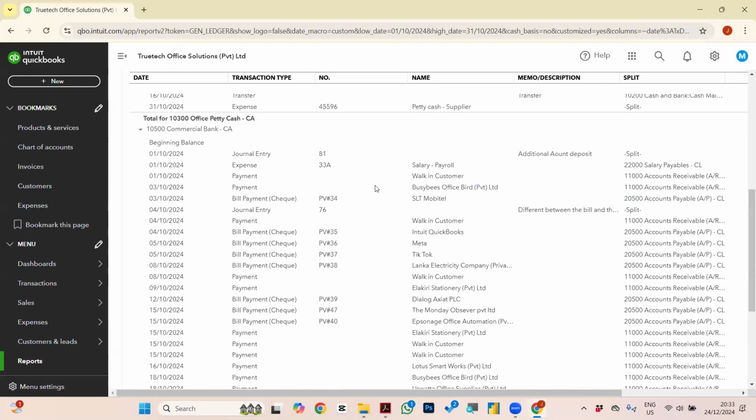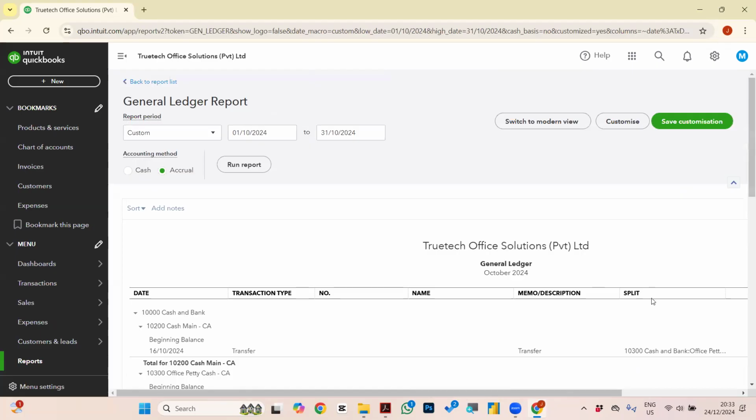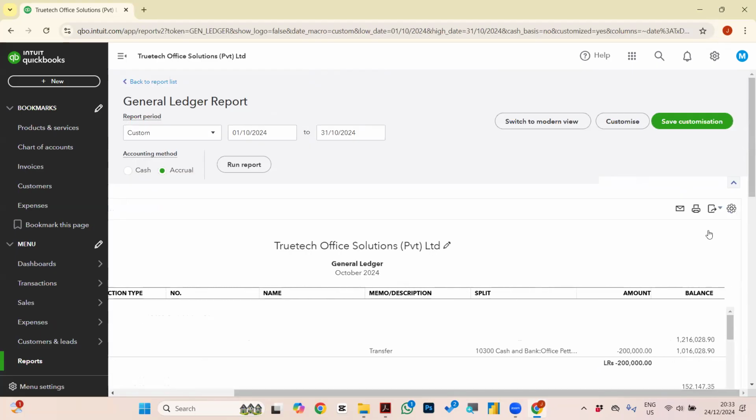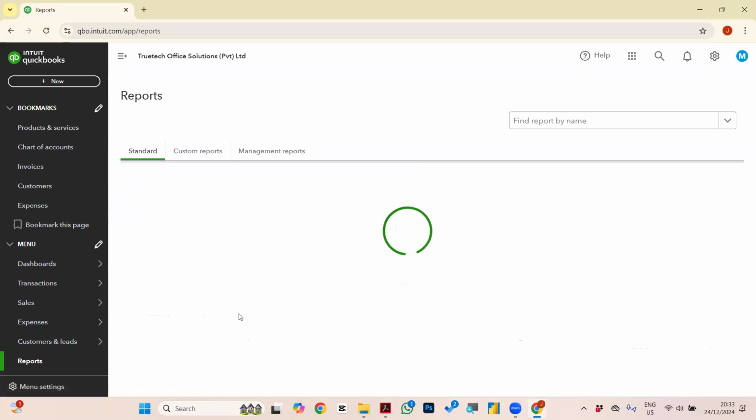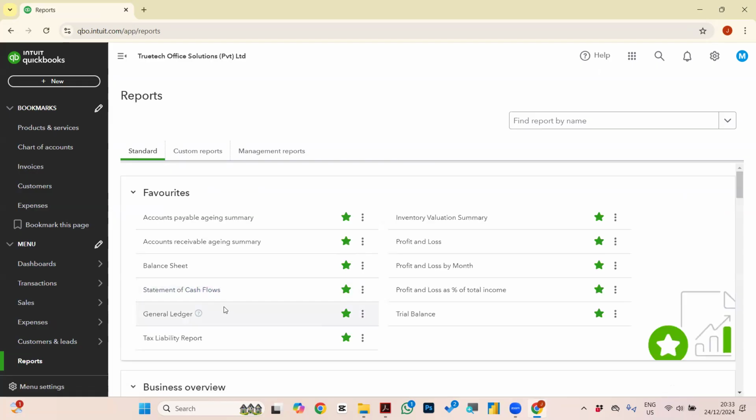So anything you want, you can go to this transaction journal, and if you want to take a copy, you can simply download this one and get a copy also. Yeah, that's the general ledger. That will show you all the transactions, whatever you did throughout the period.